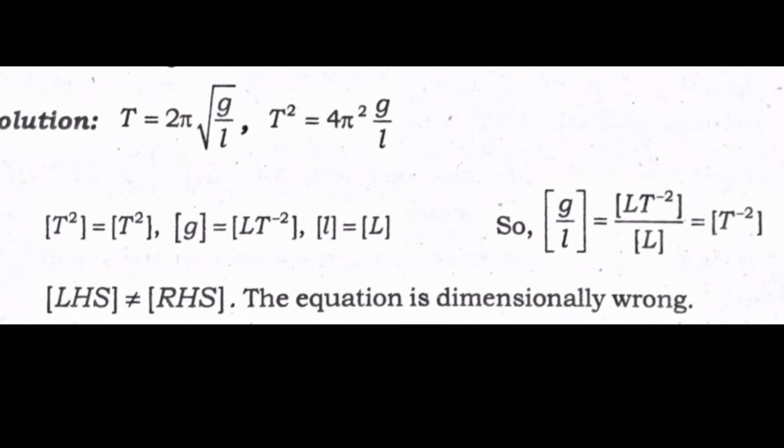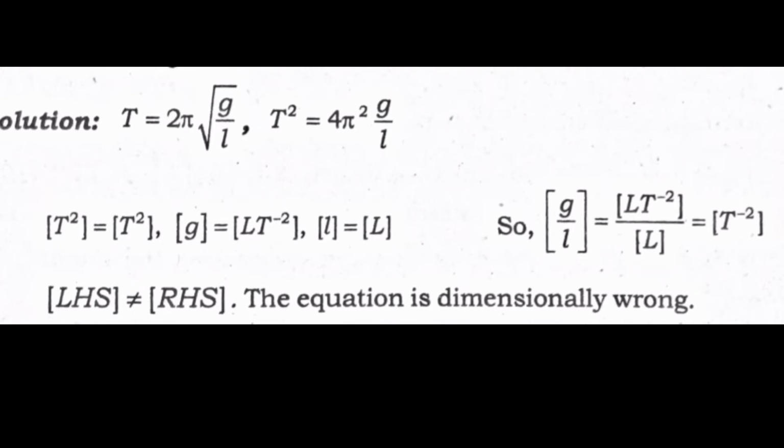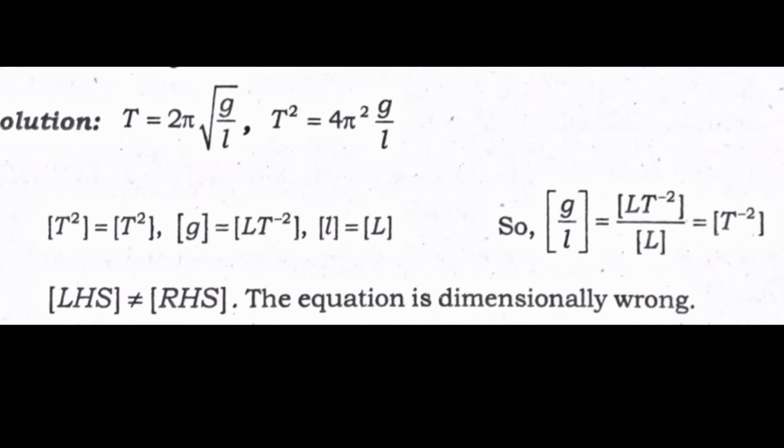Now we can avoid the root. Otherwise also we will get the answer, but if we square the equation, it will be easier to find. That is why we are doing that. Everywhere we are taking the square, and then we have T square is equal to 4 pi square into G by L. Now we can find the dimension of each term.